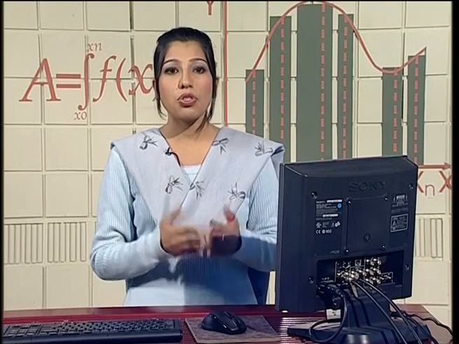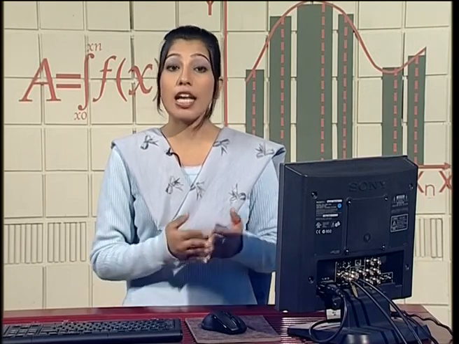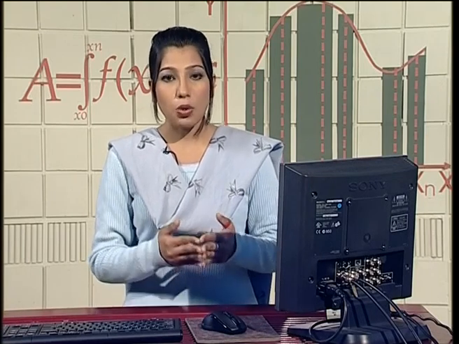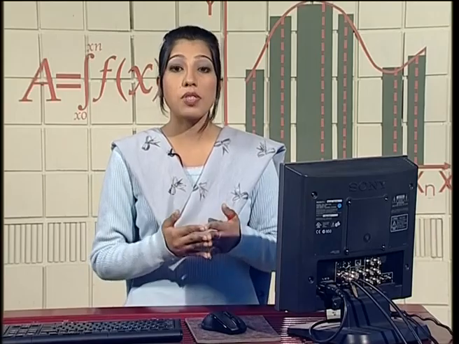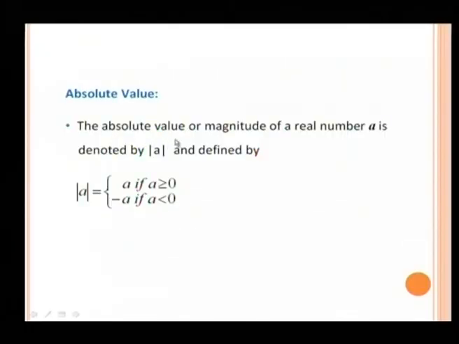The effect of taking absolute value of a number is to strip away the minus sign if the number is negative and to leave the number unchanged if it is positive. You can see the definition and elaboration of absolute value on the screen. Absolute value or magnitude of a real number a is denoted by |a|, and it is defined by |a| = +a if a is greater than or equal to 0, which is positive, and |a| = -a if a is less than 0, which is considered as negative.